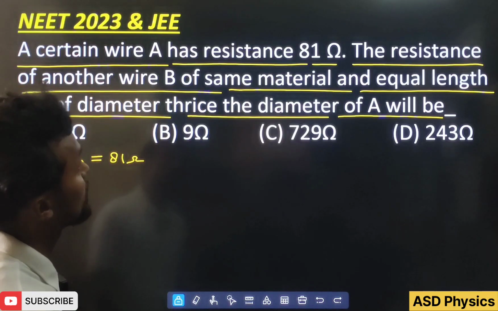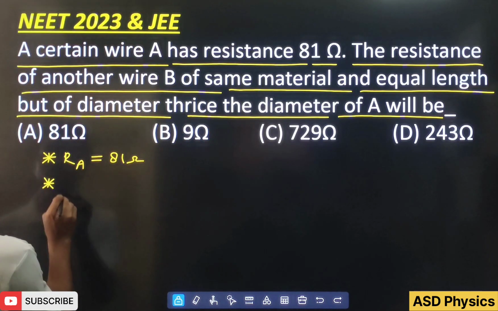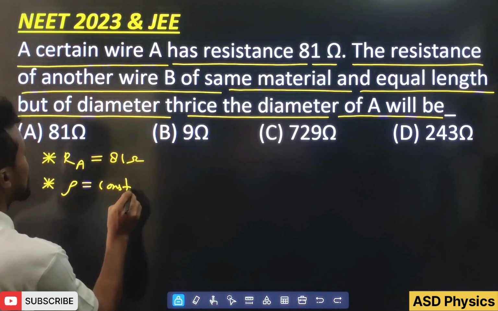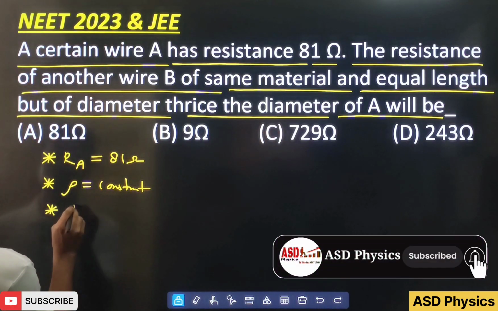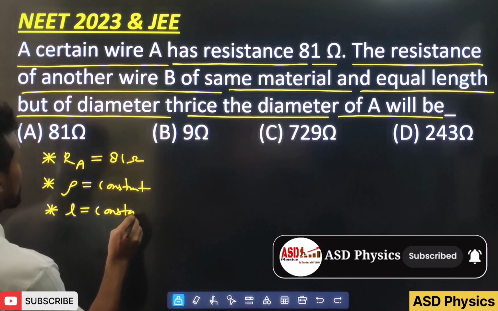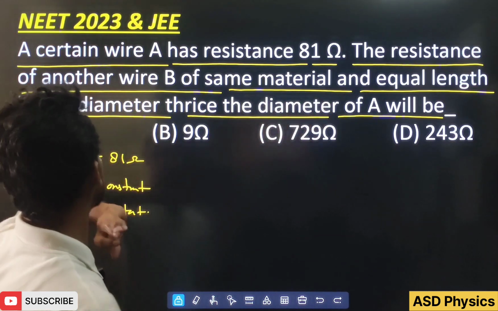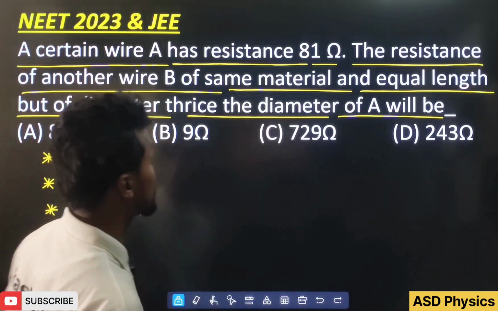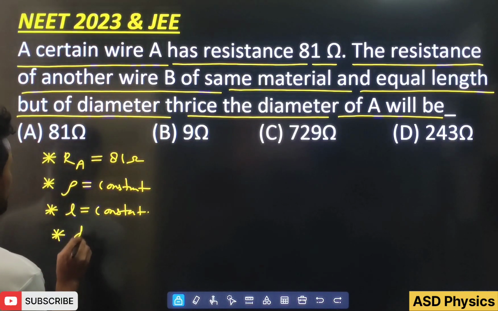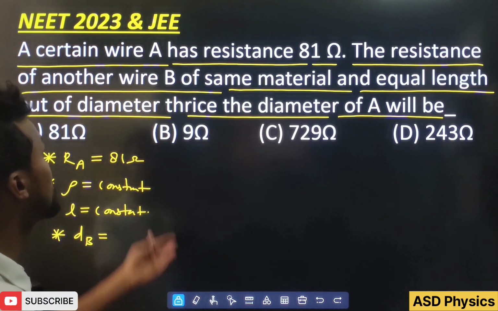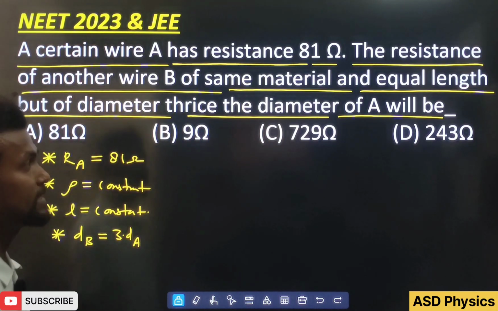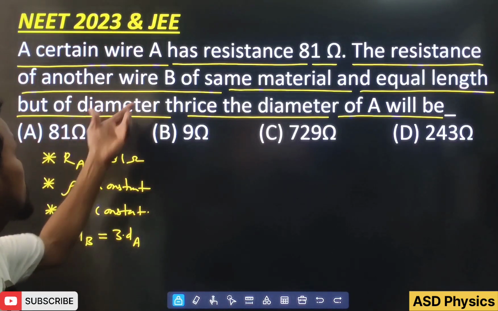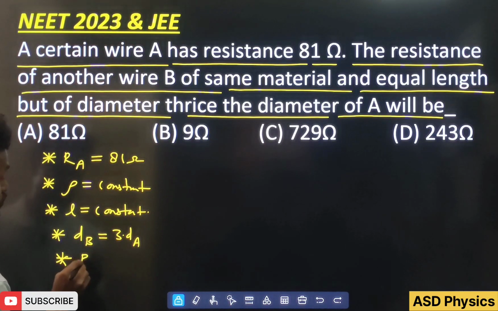Material is same. That means rho is constant, because the material is same. Next, length is also same, so L is constant, equal length, but of diameter thrice the diameter of A. That means the diameter of B is thrice the diameter of A, so we can write 3 into dA. In the question, they are asking the resistance of the wire B. This thing we have to decide, then only we can solve the question. This is the question situation.